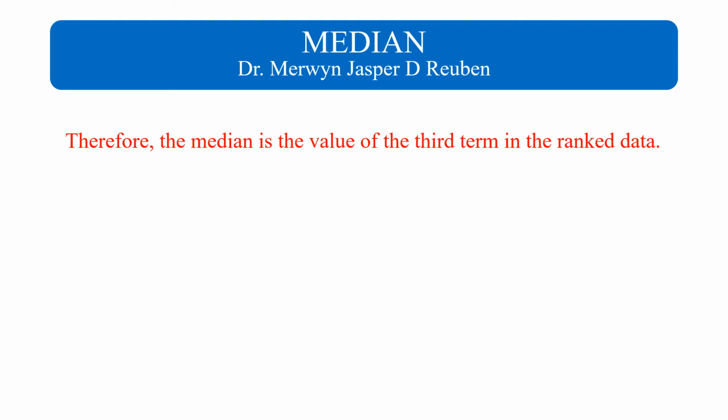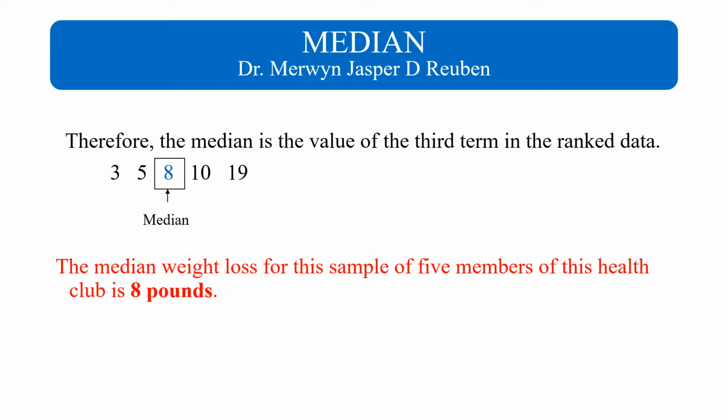Therefore, the median is the value of the third term in the ranked data. The ranked data is 3, 5, 8, 10 and 19. So the third term is 8. So the median weight loss for this sample of 5 members of this health club is 8 pounds.